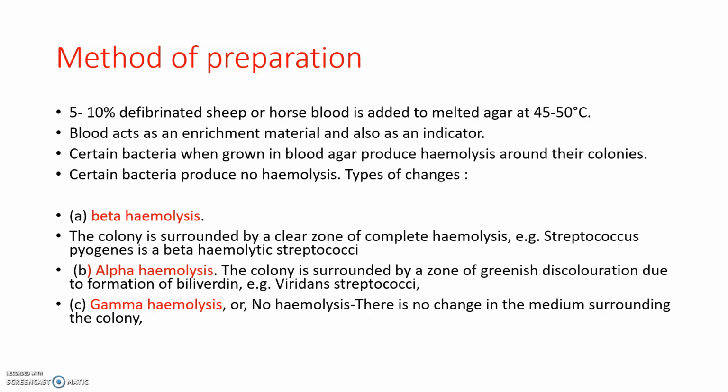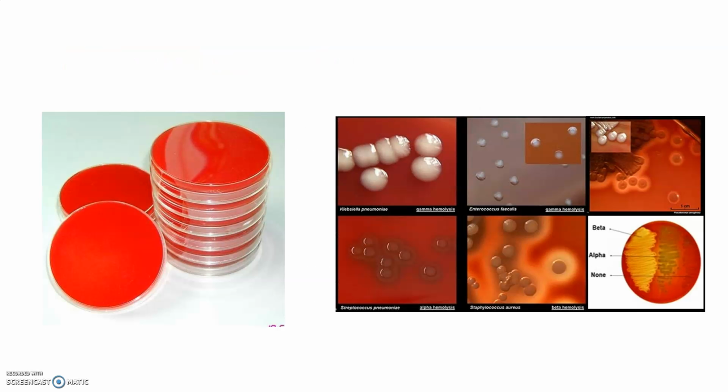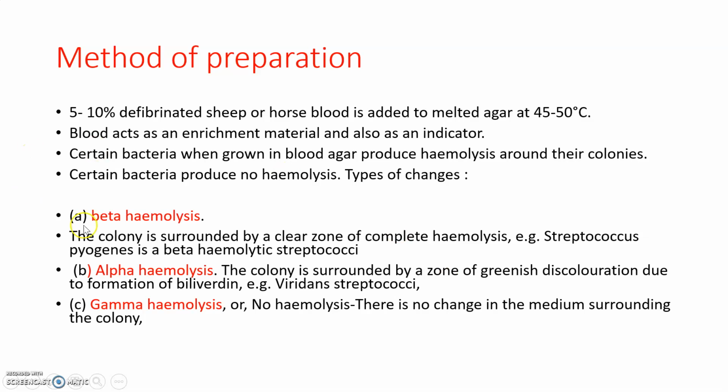Next is gamma hemolysis. Here no lysis has occurred. There is no change in the medium surrounding the colony. Look at this colony. No changes. That means gamma lysis. Here also no change. So these are the three types of hemolysis.